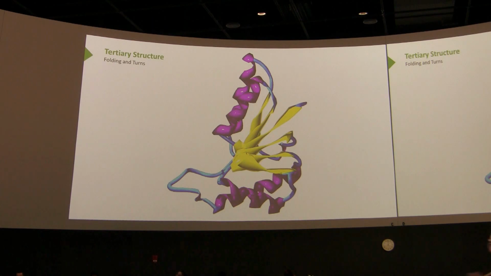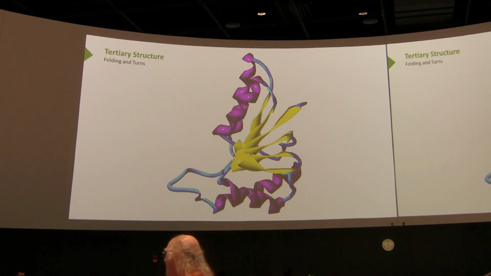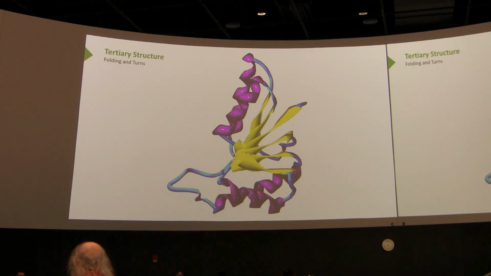Fibrous protein, we had a helix that just went on and on and on. And I told you that a fibrous protein had primarily primary structure and secondary structure. It had very little tertiary structure. Well, tertiary structure actually arises from turns. Turns cause a change of direction. They cause a bend. They cause proteins to have the structures that they do.